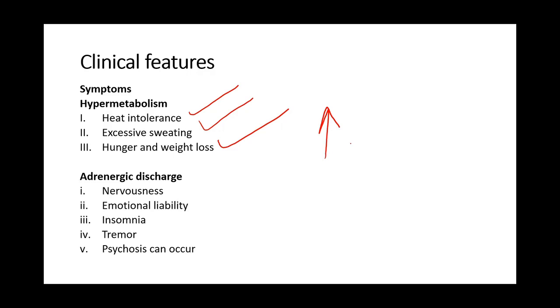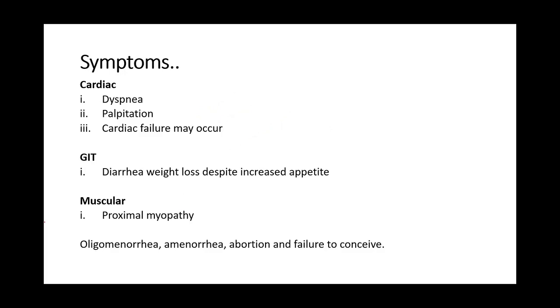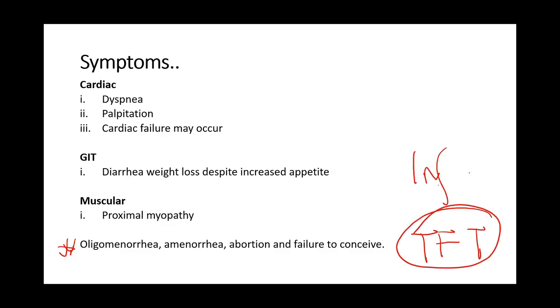So the adrenergic discharge will cause nervousness, emotional lability. They quarrel over trivial issues. They have insomnia, tremors, and psychosis can develop, okay? So these patients have increased bowel motility, presenting with diarrhea. They have menstrual irregularities. They will be having some gynecological problems like oligomenorrhea, amenorrhea, abortion, and failure to conceive. So thyroid function test is among the investigations you request for infertility.